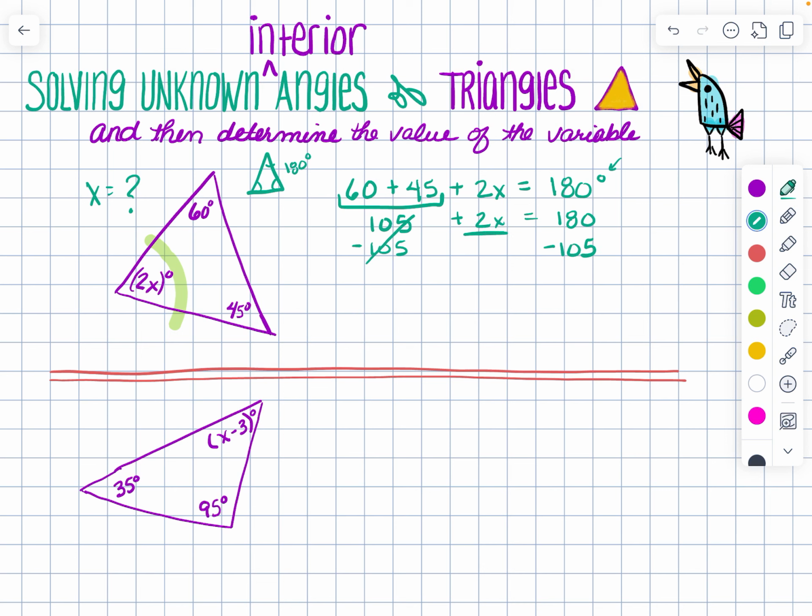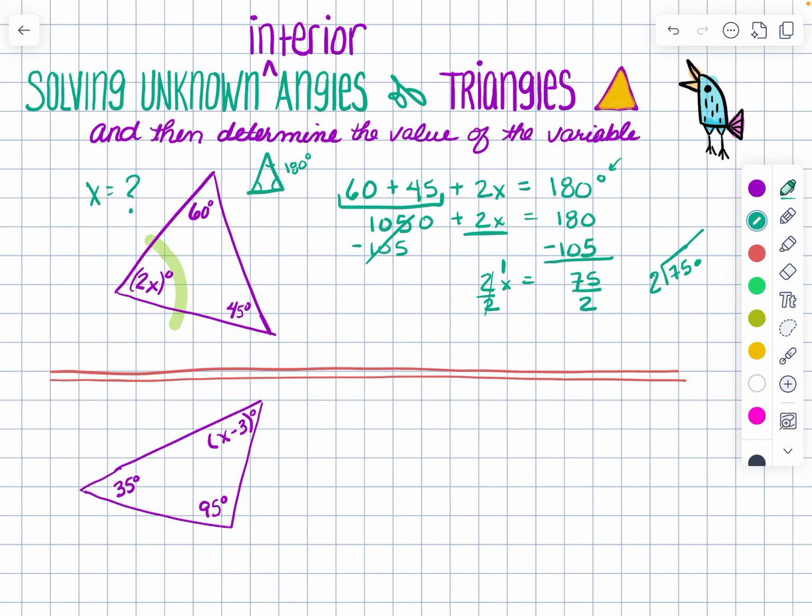So 105 minus 105 is 0. And then 180 minus 105 is going to be 75. So now we have 2x is equal to 75. Now we just need to solve for x, and we're going to divide by 2. 2 goes into 2 one time, and I have to do it to the other side, and 2 goes into 75. If you want, you can work this out to the side here.